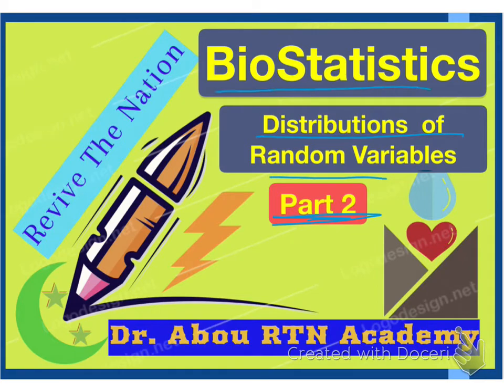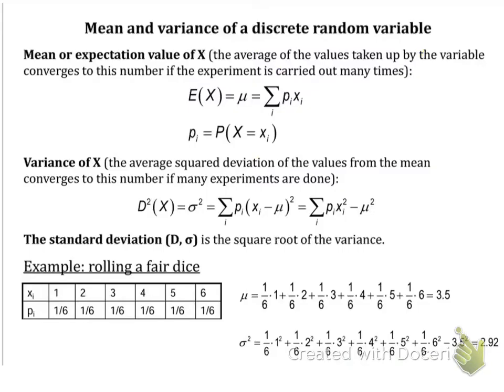In this video, we're going to discuss part 2 of the distribution of random variables in the biostatistics subject. Our focus in this video will be on the mean and variance of a discrete random variable. We have already taken in the previous videos how to get the variance, the mean, and the standard deviation if we have a set of data. But in this video it's good to understand what we are trying to say here.